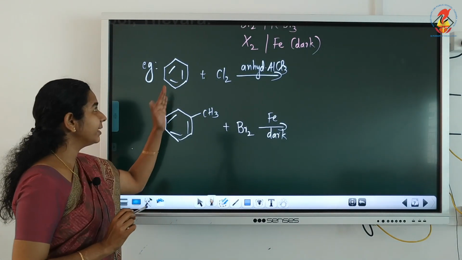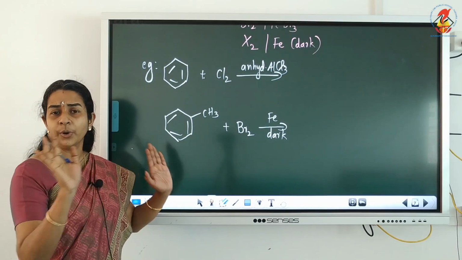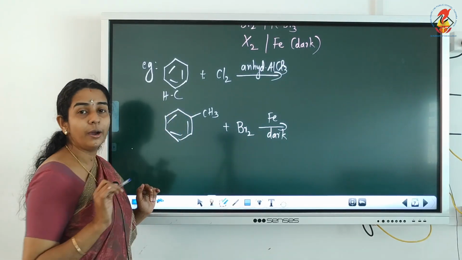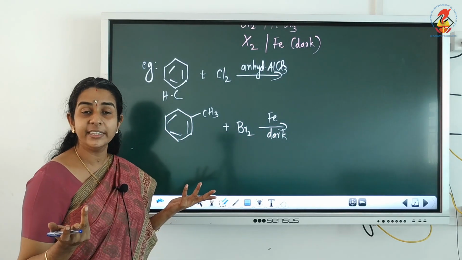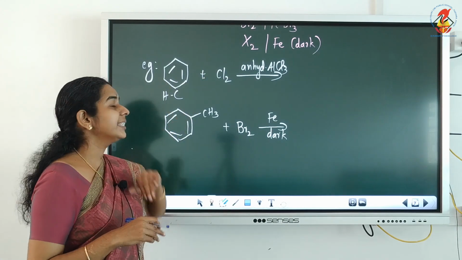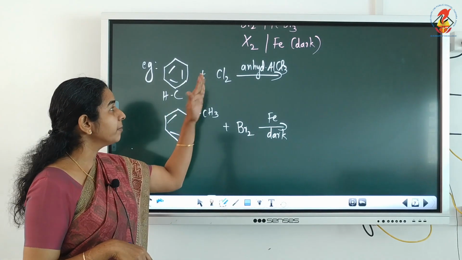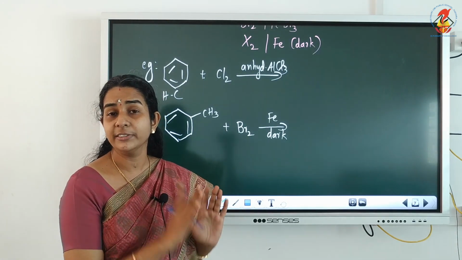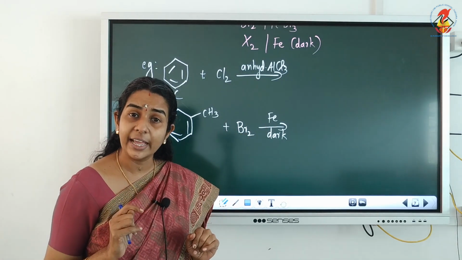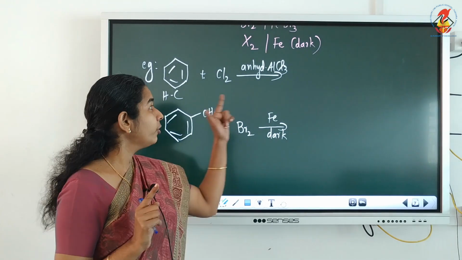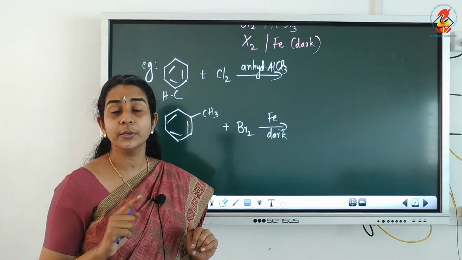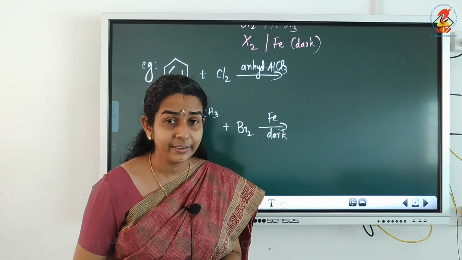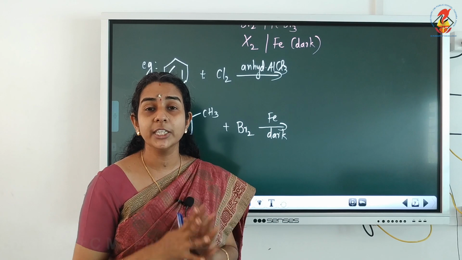See the first example here, I have taken benzene only. There is no other group present in the benzene ring. Benzene is an example of a hydrocarbon, isn't it? There is no other atom other than carbon and hydrogen. And see the reagent required here, chlorine in presence of anhydrous AlCl3. If it was chlorine in presence of sunlight, it would be free radical halogenation. But here, what is written? Chlorine in presence of anhydrous AlCl3. That means the reaction taking place here is electrophilic substitution reaction.